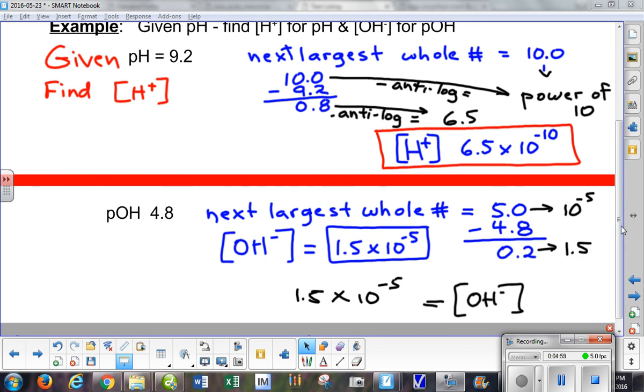Okay, here's the steps. The next largest whole number above 4.8 is 5. That becomes your power of 10. Subtract the 4.8, which was the original pOH, from 5, and that will give you 0.2. 0.2 as a log is going to translate back to somewhere between 1 and 2 on numbers in the left-hand column. And so I estimated it at 1.5, and that's your hydroxide ion concentration.